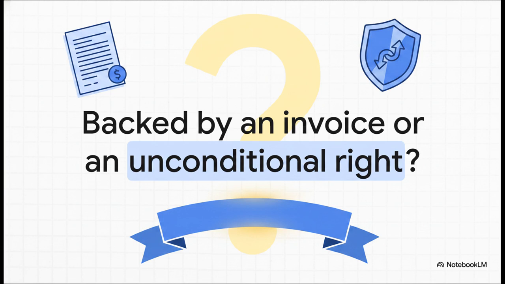Keep that golden rule front and center in your mind, because in our next lesson, we are going to dive into measurement, taking that unconditionally recognized receivable and tracking exactly how its carrying amount evolves over time using amortized cost. I can't wait to see you there.